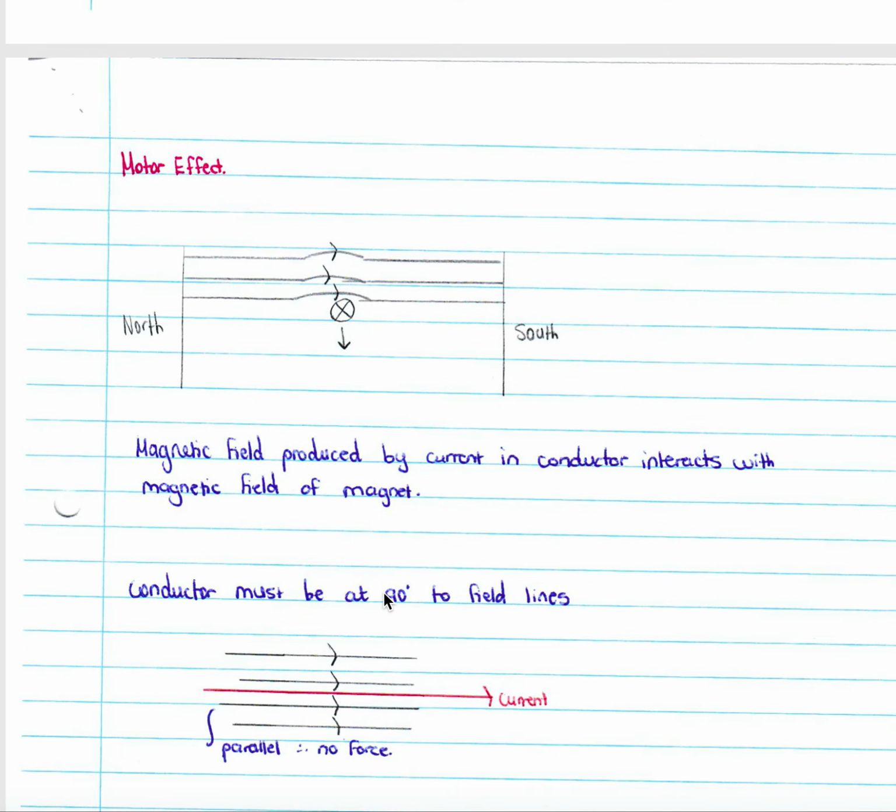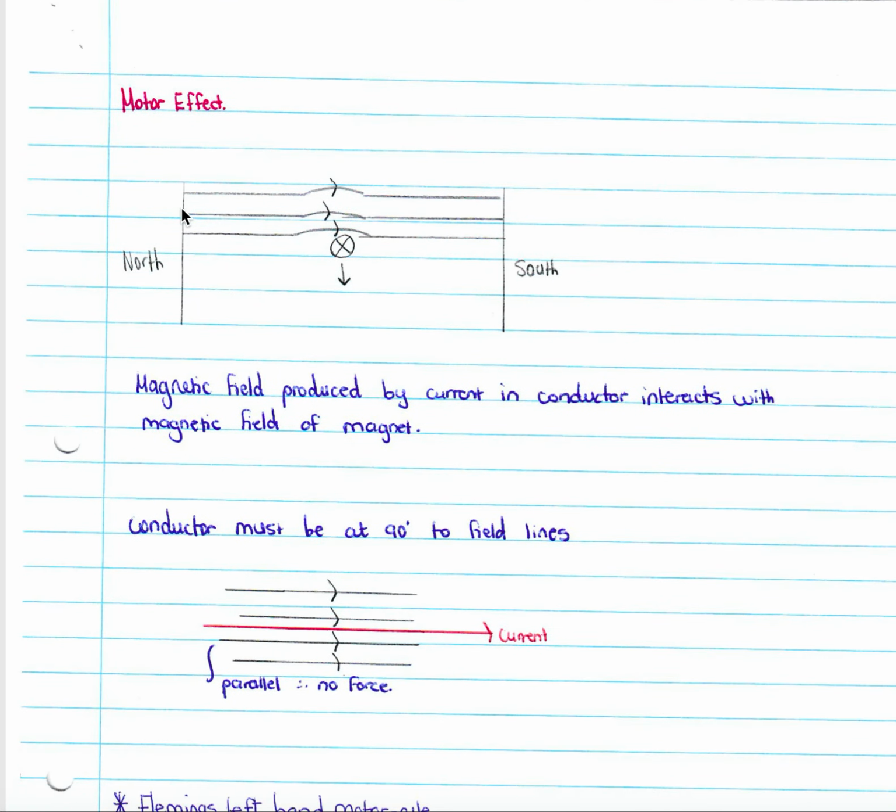And this gives rise to the motor effect. If we have two magnets, north and south, and we have a wire with a magnetic field, we use our right hand rule to work out that it is flowing like that. We have an interaction at the top. We therefore have a force pushing down on the wire.